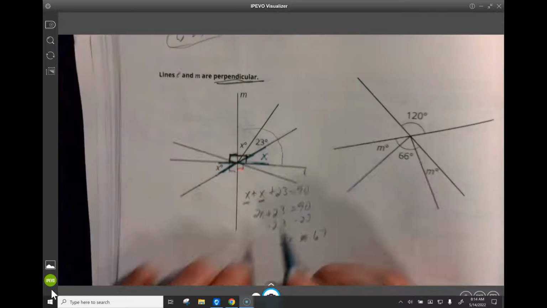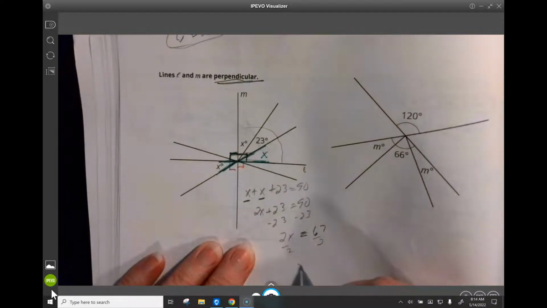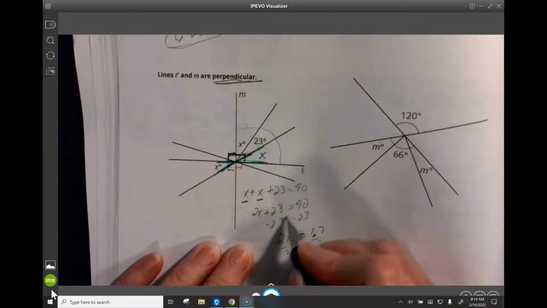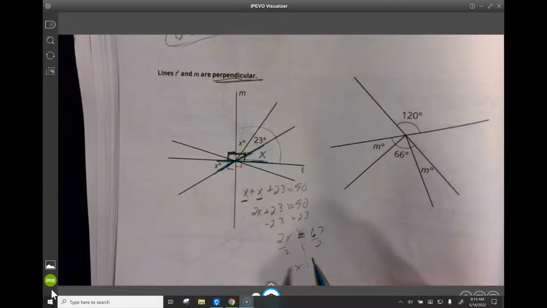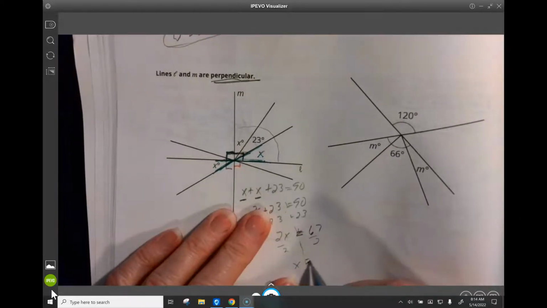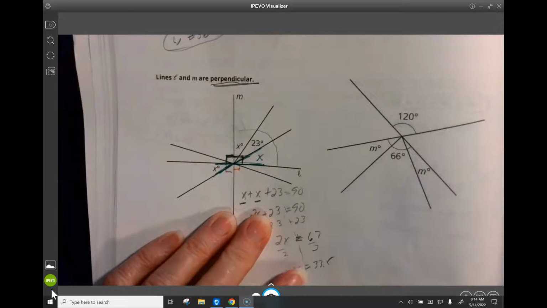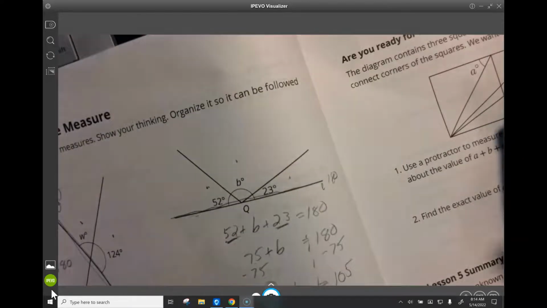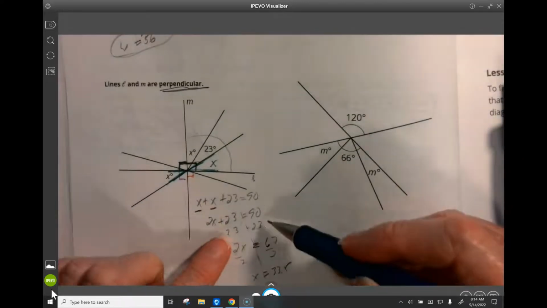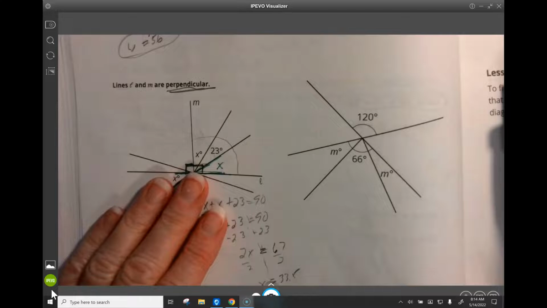Yep. Now I'm going to divide by 2, because I have multiplication. Oops, I forgot to draw my line. So 67 divided by 2 is equal to 33.5. And when it says organize it so it can be followed, show your equation, show all your work going down.